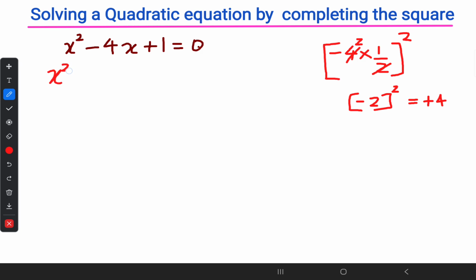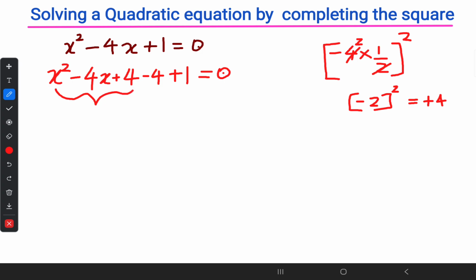x square minus 4x. After this, the third term, you need to add positive 4 and thereafter subtract 4 as well. And the constant in the given question is positive 1. It is equal to 0. Up to now, it's simple. No? Then let's come to the next one.